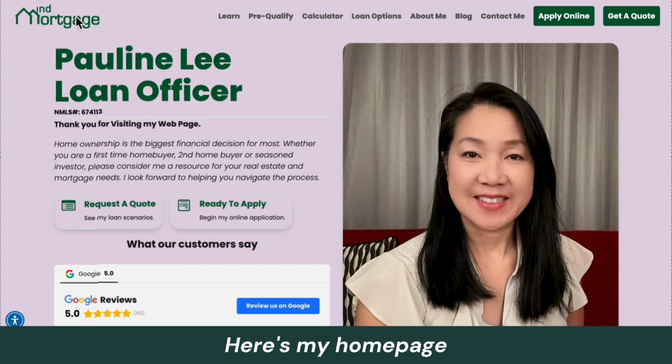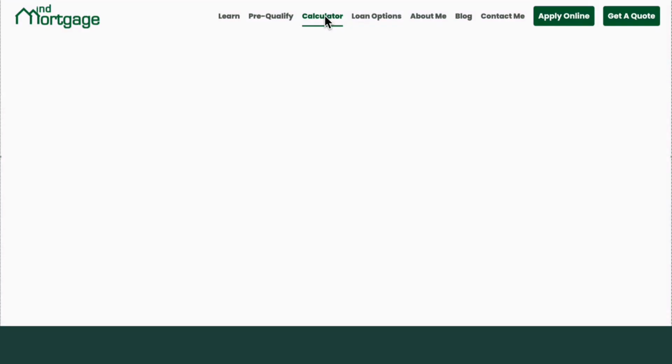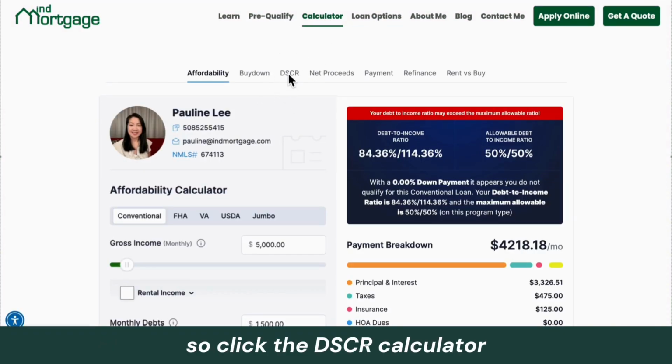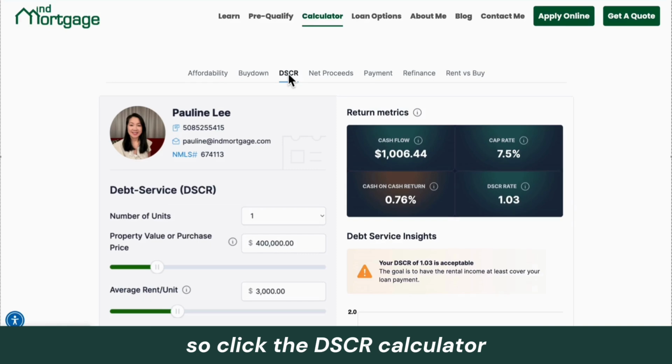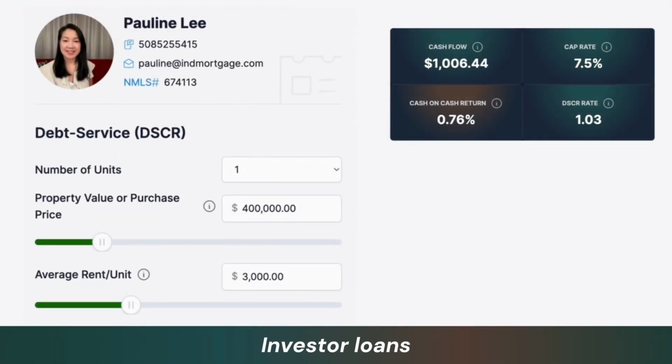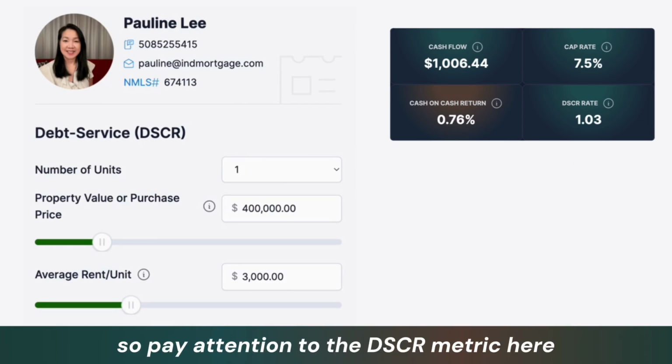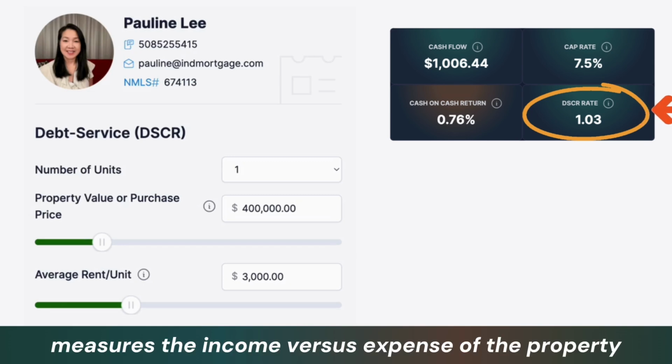Here's my home page. Click the calculator on the menu. In this video, we're considering a DSCR loan, so click the DSCR calculator. Investor loans are written based on the property's cash flow, so pay attention to the DSCR metric here. This ratio measures the income versus expense of the property.